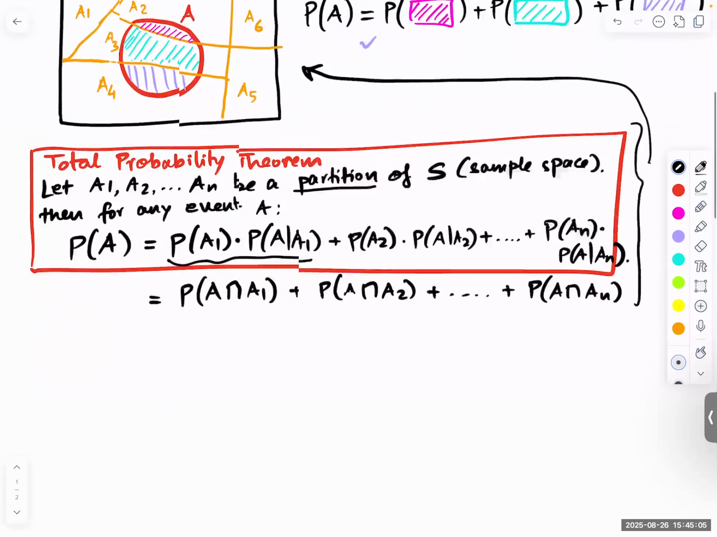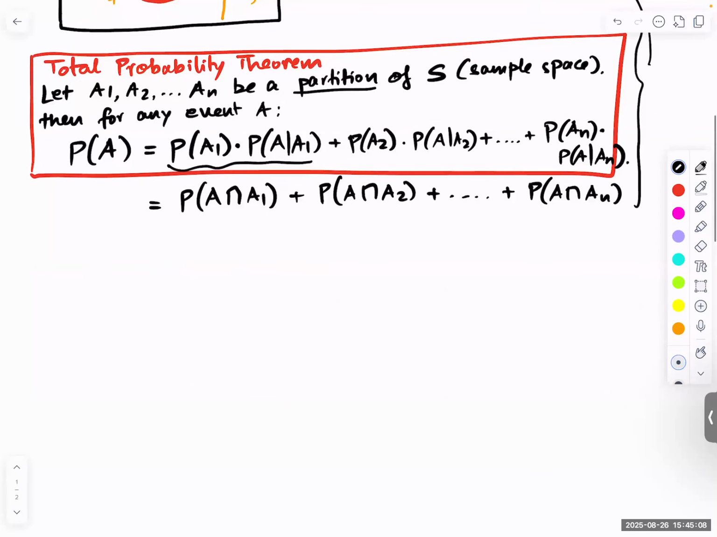Now, how do we prove this result? Proving this result is very easy. While we are at it, we can actually prove it in a couple of lines. So we start with the event A. Event A can always be written as an intersection with the sample space.